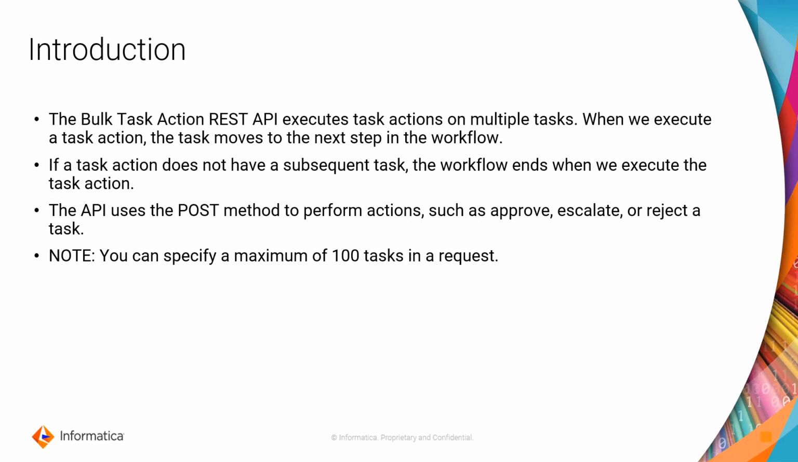Bulk Task Action API is used to perform actions on multiple tasks at once. When we execute this API, the task goes to the next step in process workflow. Let's say we have set up one-step approval workflow. So in that case, if we are executing this API to approve the final review step, it will move to the notification step. If the task was initially at notification step, then the workflow will be ended. This API uses post method to perform actions and there is a limit to specify 100 tasks in a request.